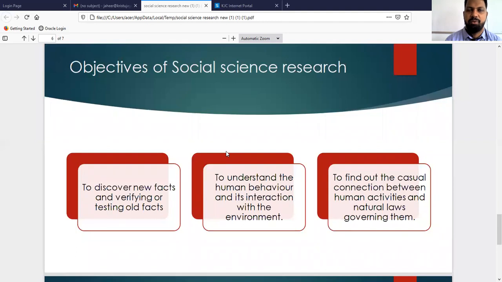Say, for example, if any firm conducts market research to know the consumption habits, the tastes and preferences of individuals, that is research which is carried out systematically to understand human behavior. And the third one is to find out the causal connection between human activities and the natural laws governing them, to know the causal interaction between two events and its connection with natural laws.